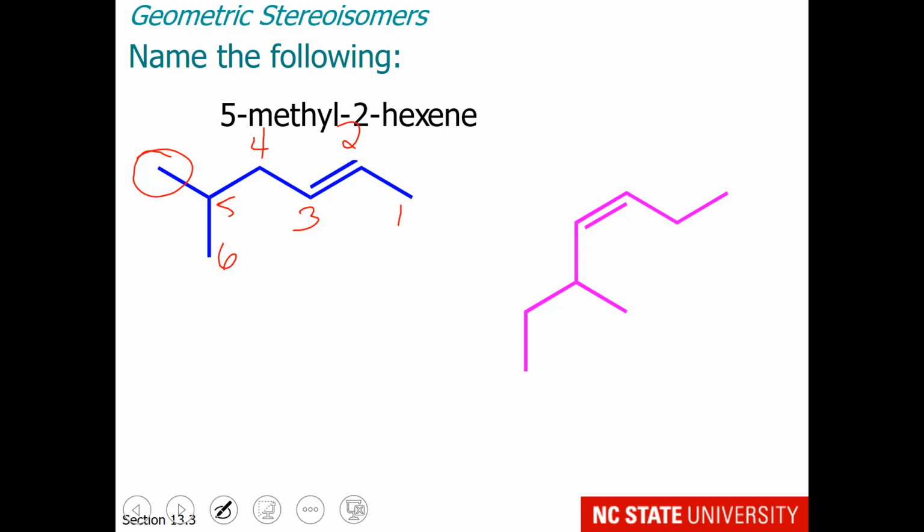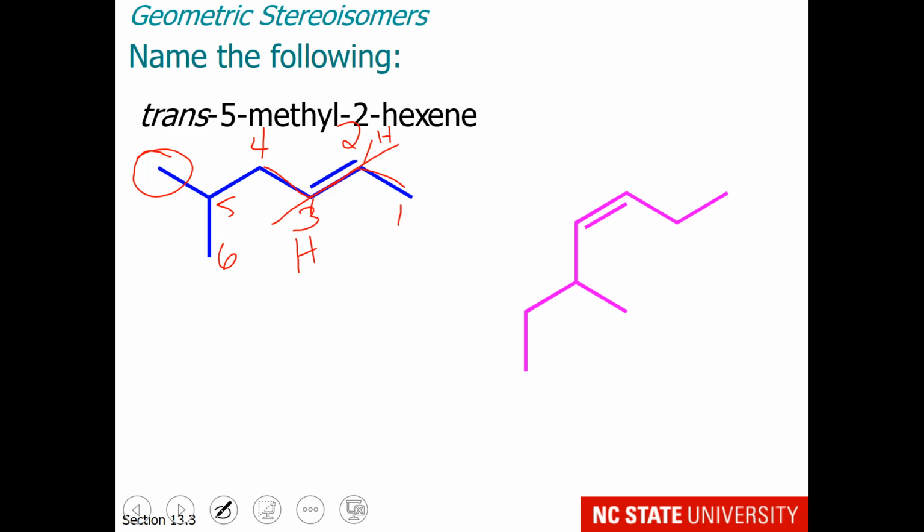And finally, you notice the Z configuration here, which means if we add the hydrogens, they will be on opposite sides of the double bond. So this is trans-5-methyl-2-hexene. Notice that the dashes go between the letters and the numbers.